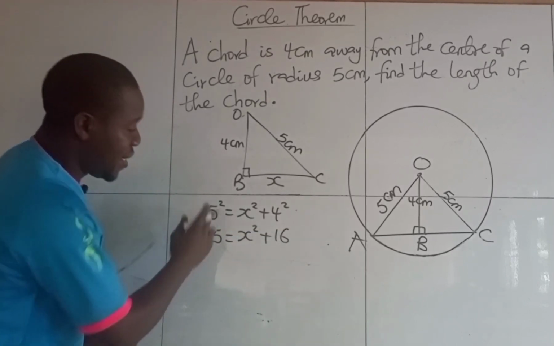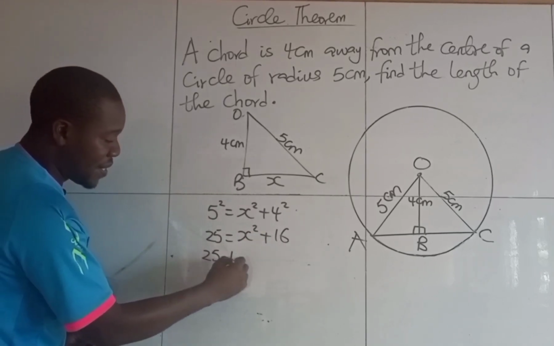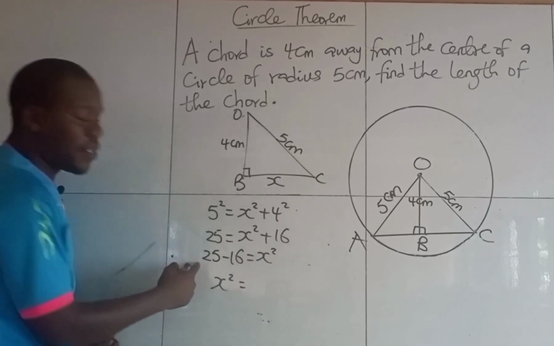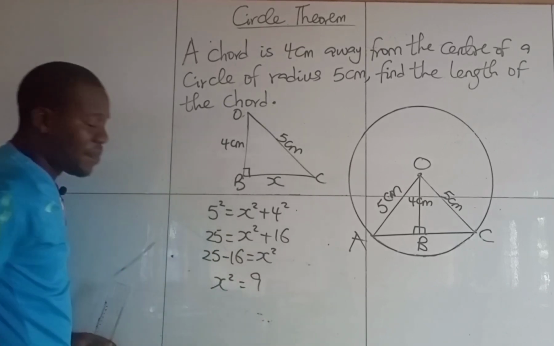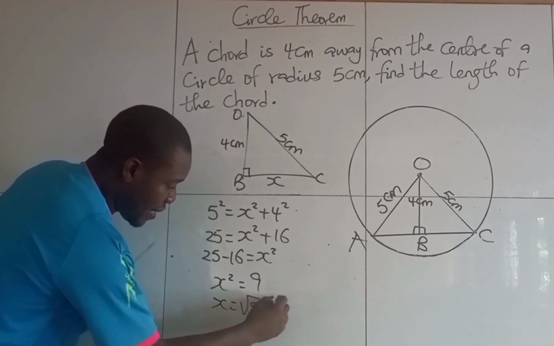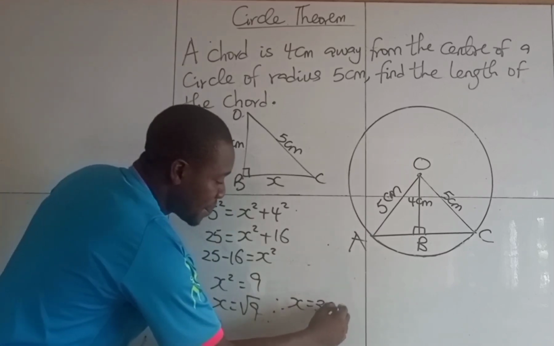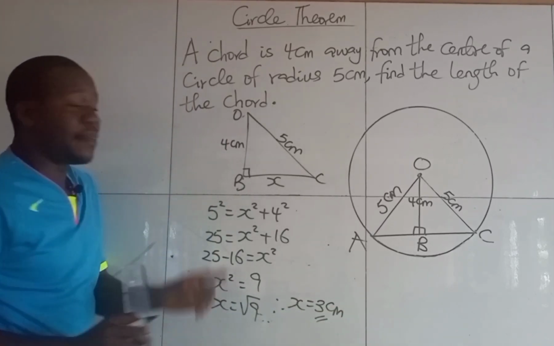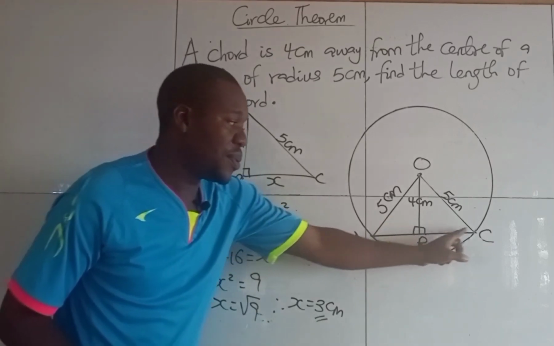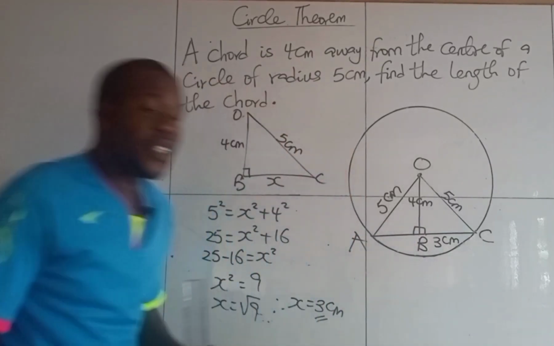When you square the numbers, collect the like terms, this moves over. 25 minus 16 equals x squared, which means that x squared is equal to 25 minus 16, which is 9. So to get x, square root of 9, therefore x is equal to 3 cm. So our x is 3 cm, but remember our x is B to C, which means B to C is 3 cm. Look at the question again.